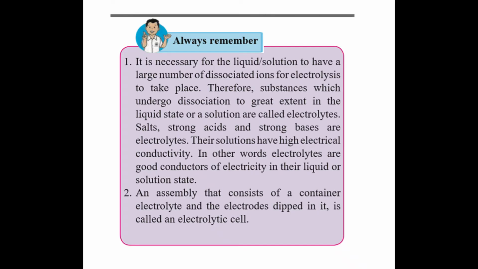Important points to remember: it's necessary for a liquid to have a large number of dissociated ions for electrolysis to take place. Therefore, substances which undergo dissociation to a large extent in liquid state or a solution are called electrolytes. Salts, strong acids and strong bases are electrolytes because they dissociate to a great extent in solution. Their solutions have high electrical conductivity. In other words, electrolytes are good conductors of electricity in solution or liquid state. An assembly that consists of an electrolyte container and electrodes dipped into the solution is called an electrolytic cell.